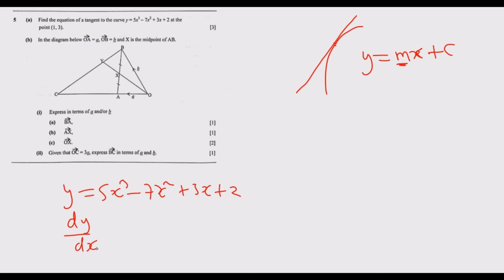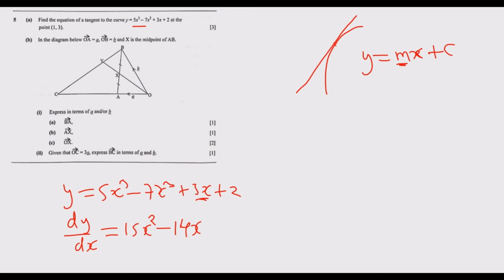Now when differentiating, we subtract 1 from the original power. So we have 3 times 5, we get 15, then x reduced by 1 in the power, so x to the power 2. Then minus, x to the power 2 multiplied by 7: 2 multiplied by negative 7, we get negative 14, then x reduced by 1 in the power, so it's x.